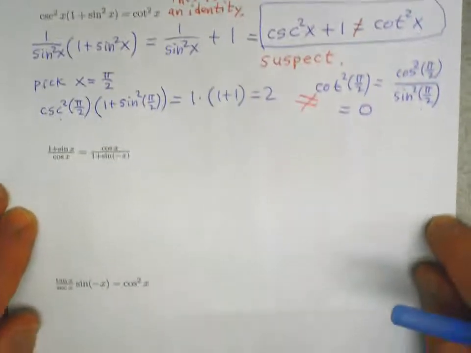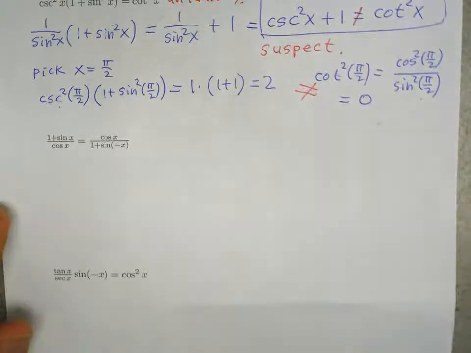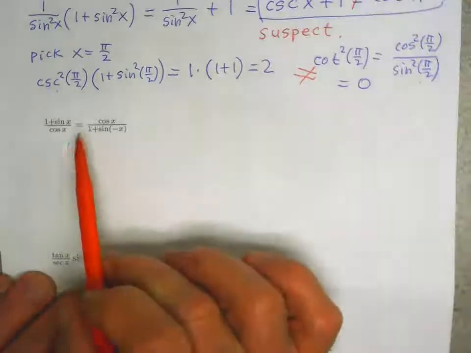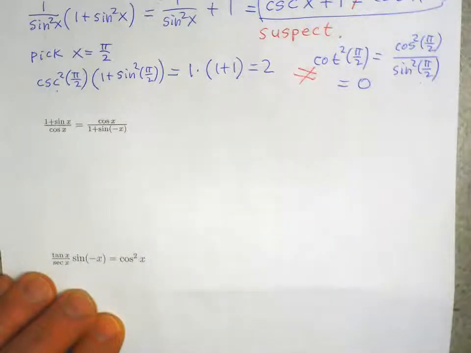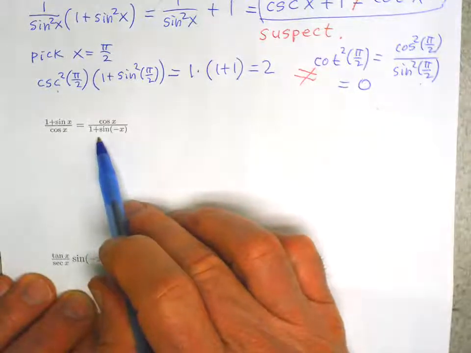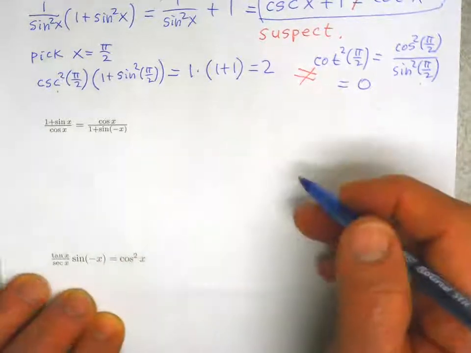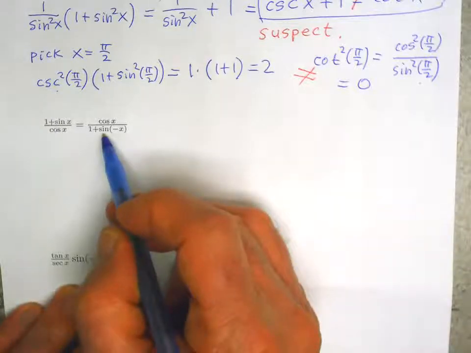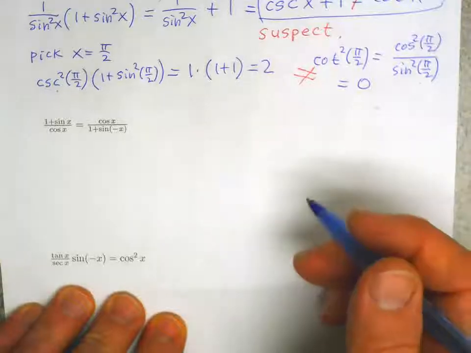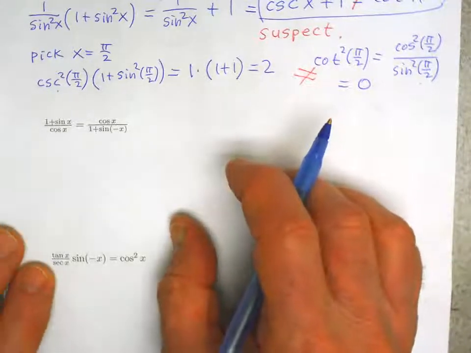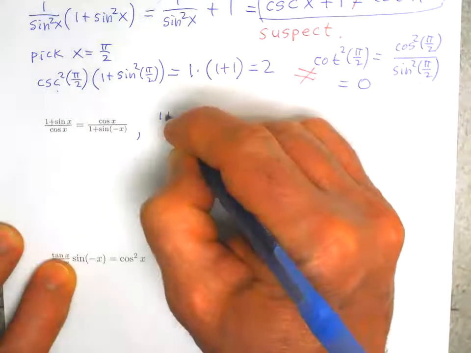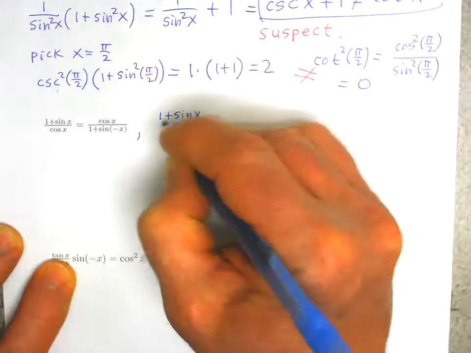Okay, let's move on to the next one. 1 plus sine of x over cosine of x. Does that equal cosine of x over 1 plus sine of negative x? Remember that sine of negative x is negative sine of x. So if you want to rewrite the identity with that simplified, you could.